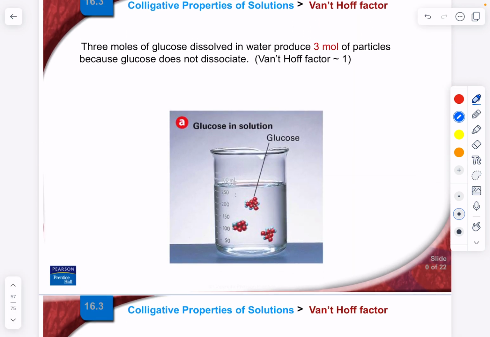Now, glucose, which is not an ionic compound, so this would be a molecule. It's a simple sugar, C6H12O6, glucose. You'll learn a lot more about that in biology. If you were to put 3 moles of glucose into some water, you would be putting in 3 moles of particles. And we call that a Van't Hoff factor of 1. 3 moles of particles from 3 moles of sugar, because sugar does not break apart into parts like salts do. That's a Van't Hoff factor of 1.